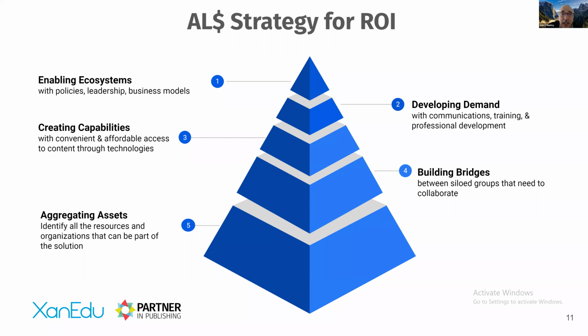Then the C's, creating capabilities. Once you build bridges between organizations, technology can make it easy for people to cross those bridges, to integrate access to that educational content and deliver it within your learning management systems and ease the burden of all this work to find quality materials that are affordable. Now, these first three levels, the ABCs, are what you're building in an institution to make something available.